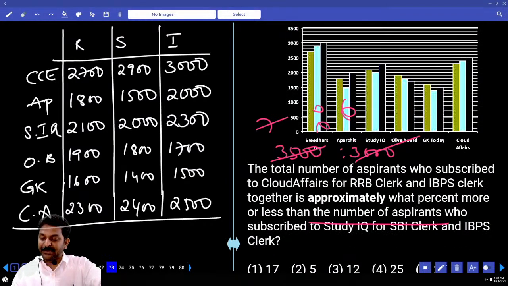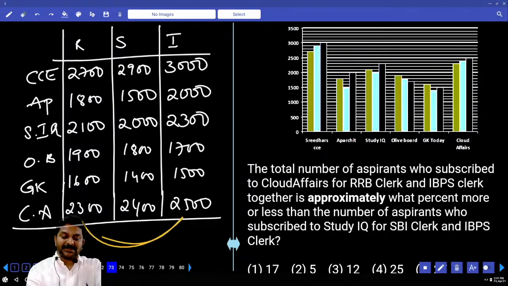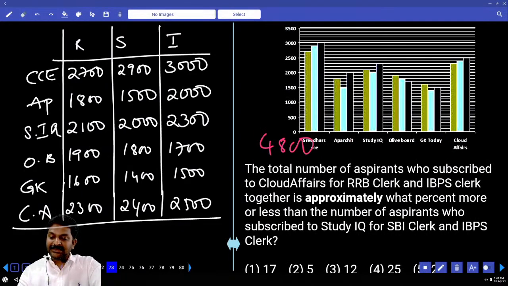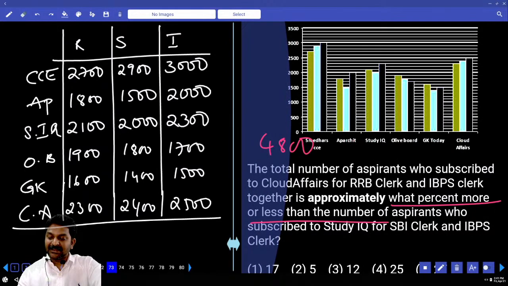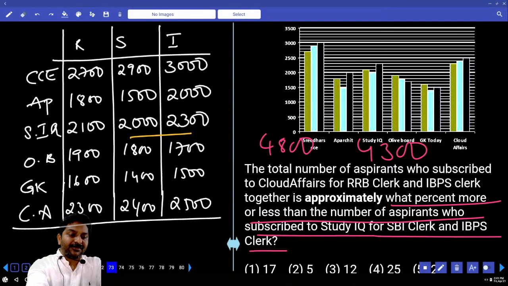The total number of aspirants who subscribe to Cloud FIs for RRB clerk and IBPS clerk together. Cloud FIs, RRB and then IBPS both together. How much is that? 4800 is approximately what percent more or less than aspirants who subscribe to Study IQ for SBI clerk and then IBPS clerk? Study IQ, SBI and then IBPS both together, 4300. So with respect to 4300, 4800, is it more or less? How much more?